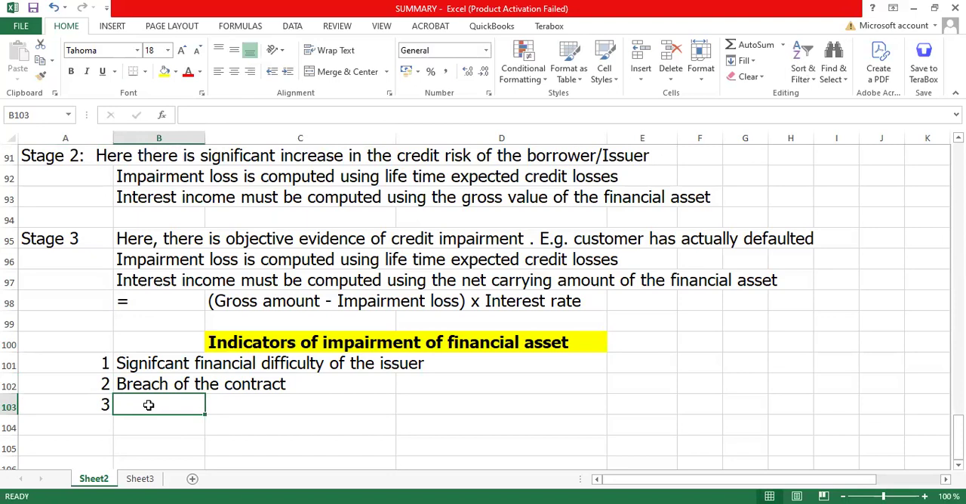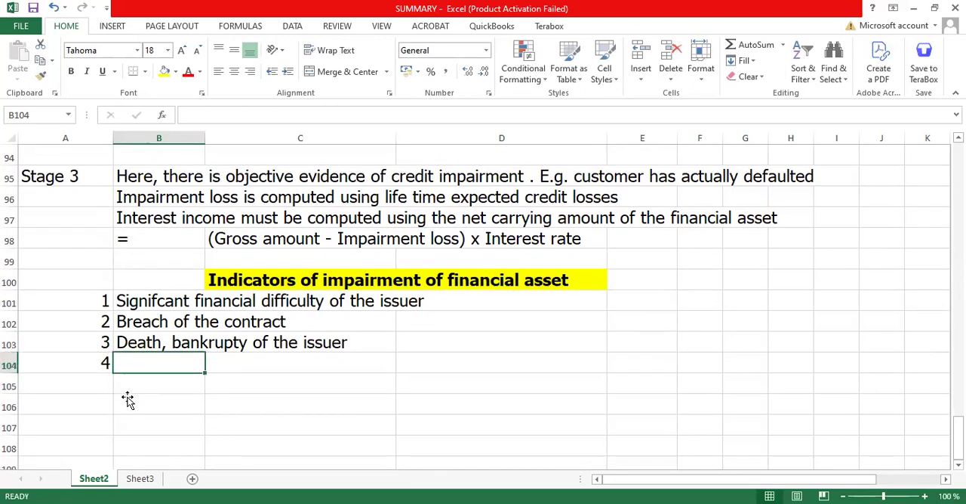Then a situation where there is, maybe, talk about death, talk about bankruptcy of the issuer. Here, of course, you don't expect payment. You may have the security or whatever, but of course, it is also one of the indicators.